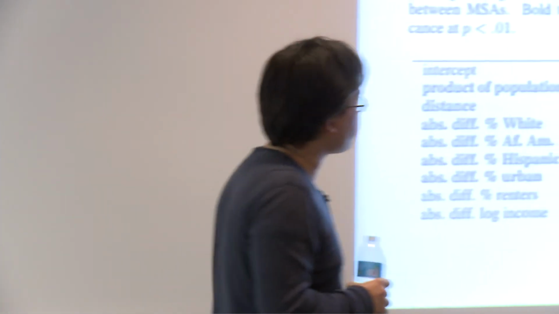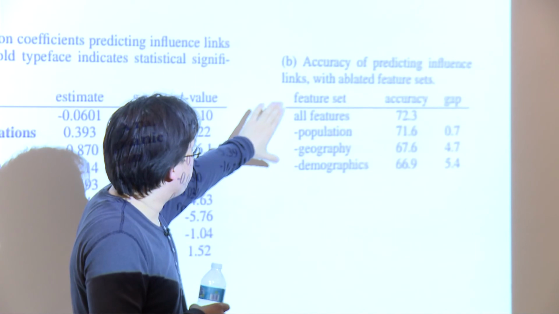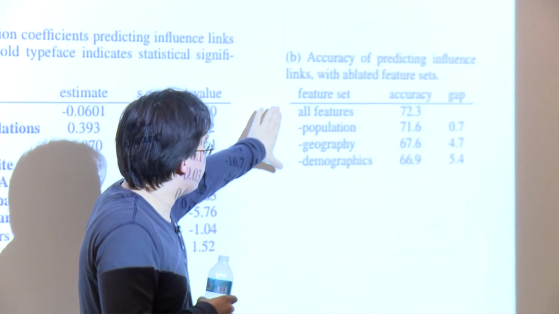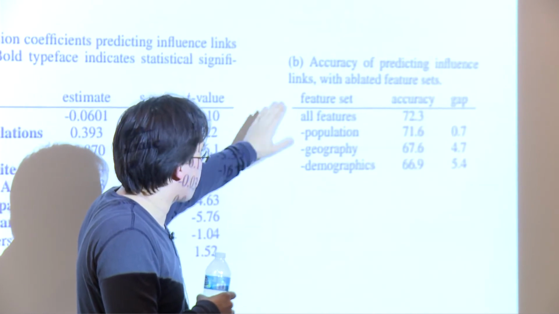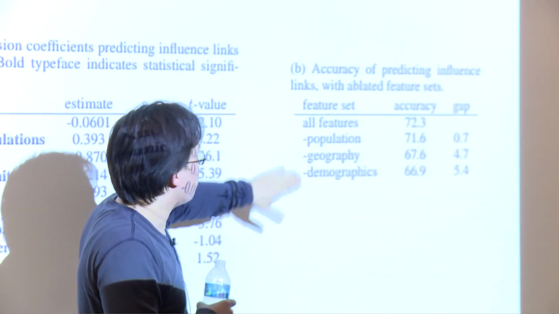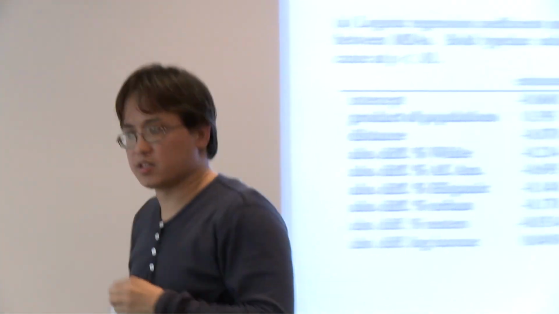We also have another form we did on predictive validation. This is actually predicting influence links. You can look at the held out accuracy under cross validation, and what the accuracy is when you take out certain feature sets. It's a different way of viewing what logistic regression coefficients would be giving you.